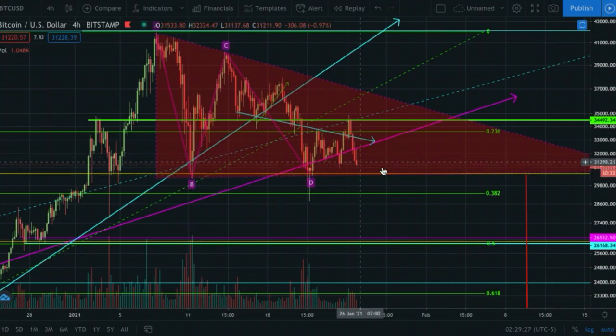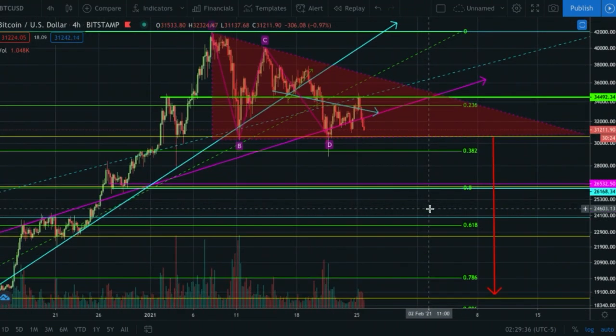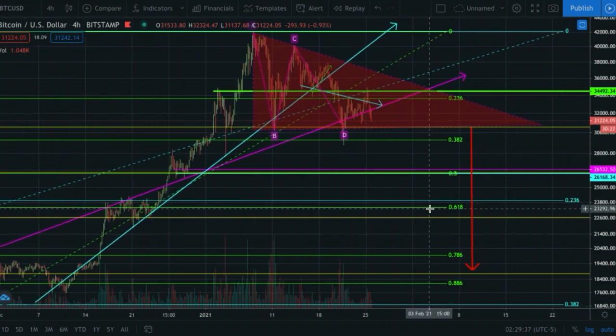I'm looking for a close. A 4-hour close just inside this range is what I expect. So when we start to show strength again, if we start to get a wick that gets bought back up, I'll get back into it. But it's playing out exactly like we talked about.